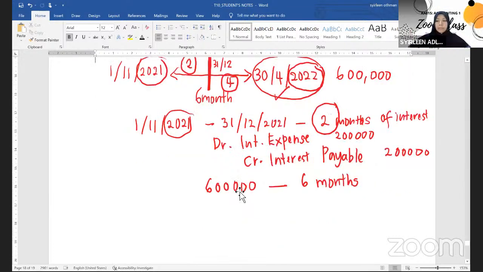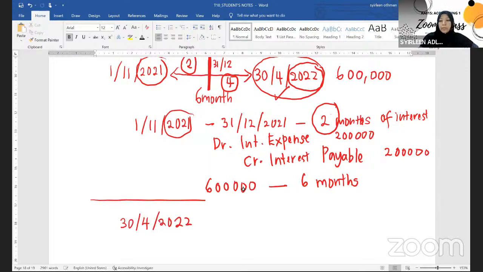So nanti sepatutnya kalau kata belum matured lagi, let's say your AA bond belum matured lagi. So next year, alright, on 30th of April 2022, let's say belum matured. So what I am supposed to do, I am supposed to pay for the interest, betul? So saya akan debit interest expense. Sebab I am paying for the next 6 months kan.